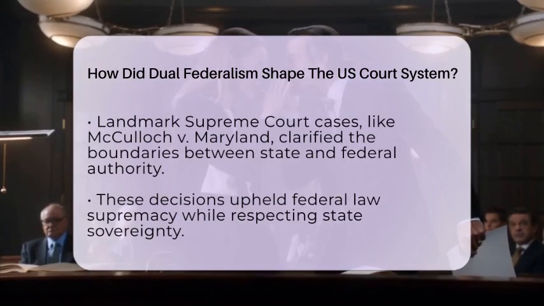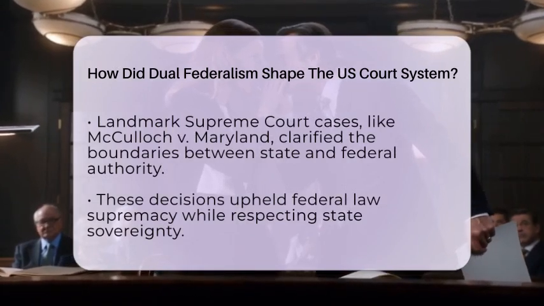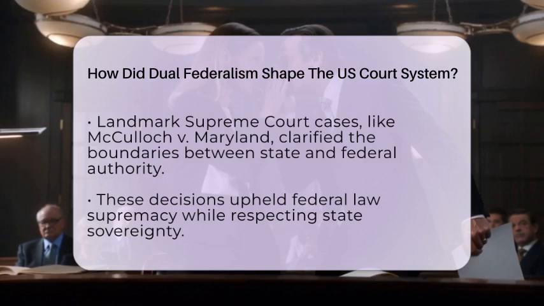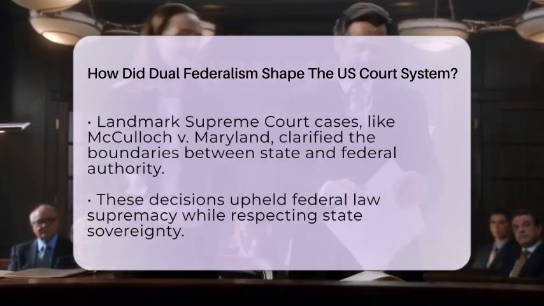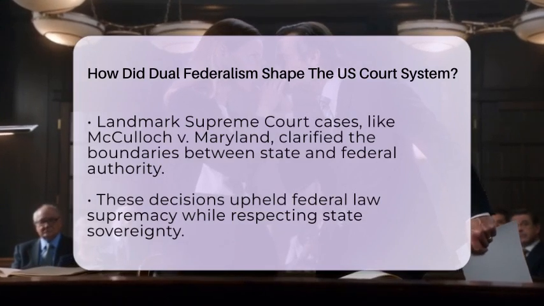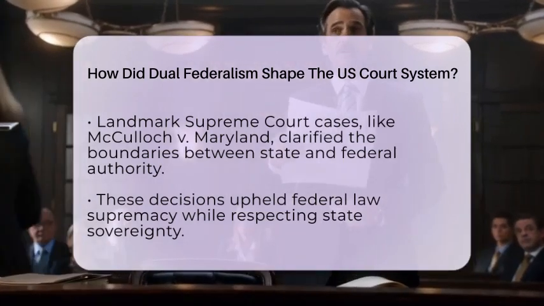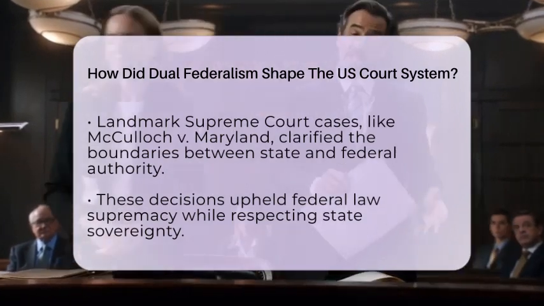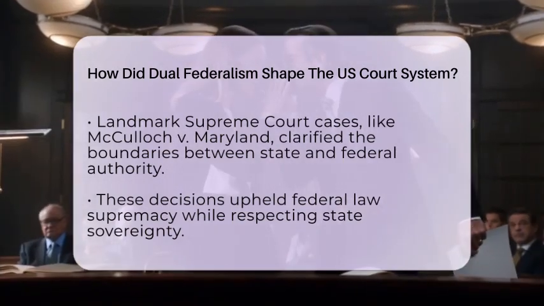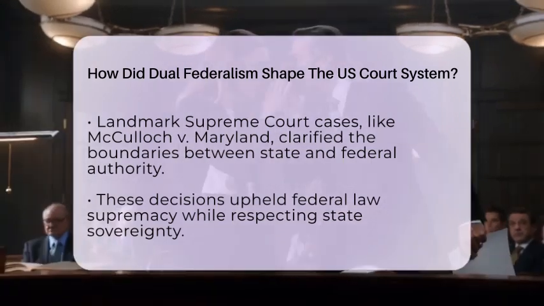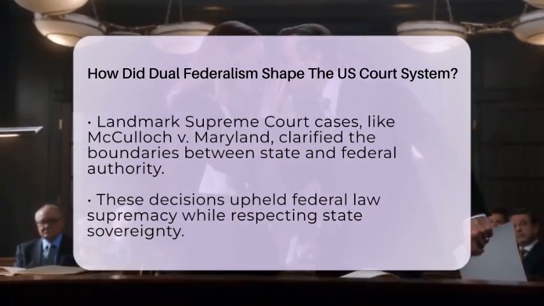Throughout the 19th century, the doctrine of dual federalism influenced landmark Supreme Court decisions that clarified the boundaries between state and federal authority. For instance, in cases like McCulloch v. Maryland, the Supreme Court upheld the supremacy of federal laws over state laws, but also emphasized the importance of state sovereignty. This balance helped define the scope of judicial review and the limits of federal power.